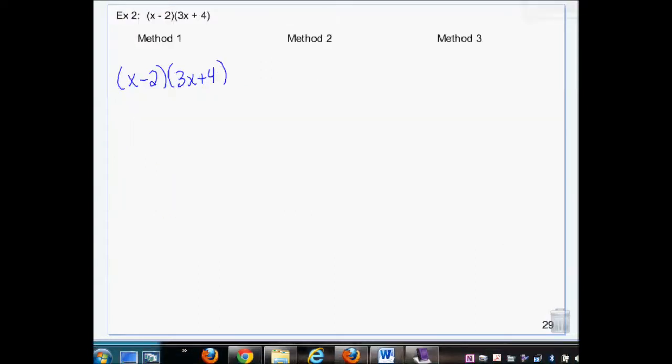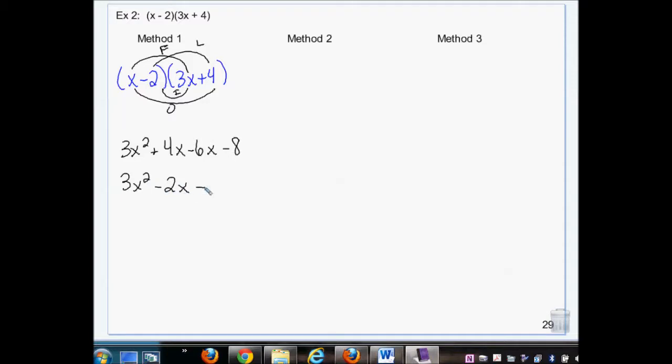Actually, hold on. FOIL, we're going to do first. So that's 3x squared. Let me write that lower, actually. And then we're going to do outside, so plus 4x, inside minus 6x, and then last, so minus 8. 4 minus 6 is negative 2, and we're done. Or you could do table.